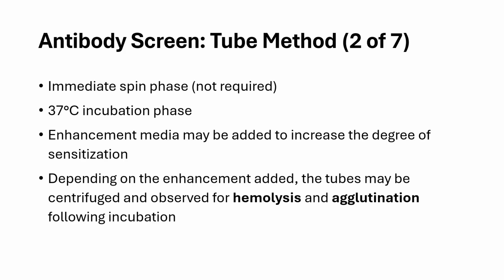And then we have an addition of enhancement media, which is also optional depending on your results. This is used to increase the sensitization of the red blood cells. Some common enhancement agents include LIS, or low ionic strength saline, PEG, or polyethylene glycol, and albumin. And then after all that, we'll do centrifugation and observation. After incubation, tubes may be centrifuged and observed for hemolysis or agglutination. This will help to identify antibody-antigen interactions.